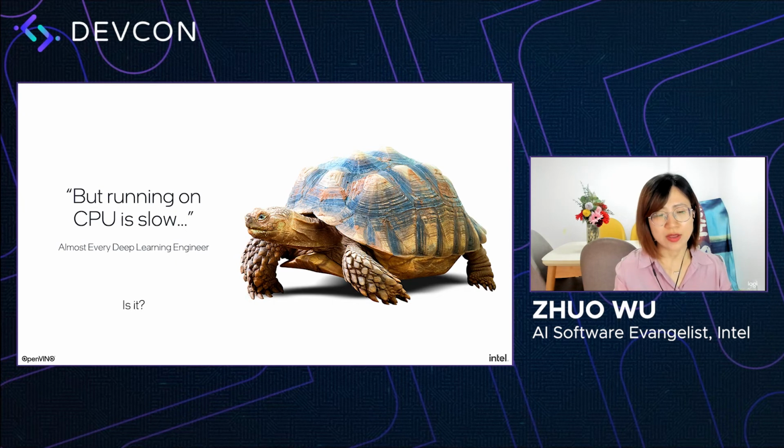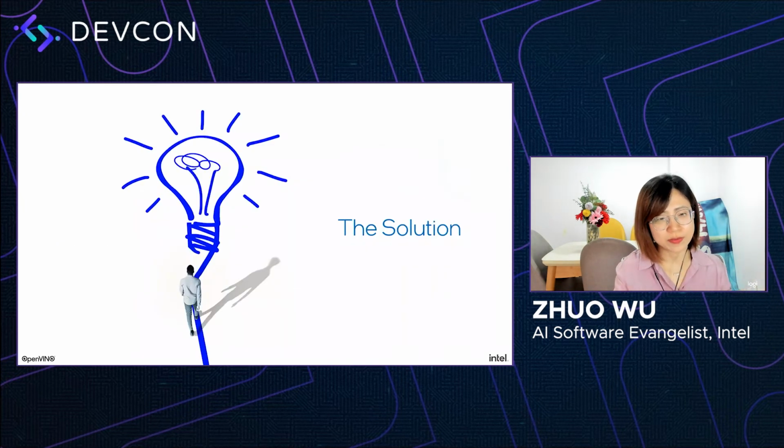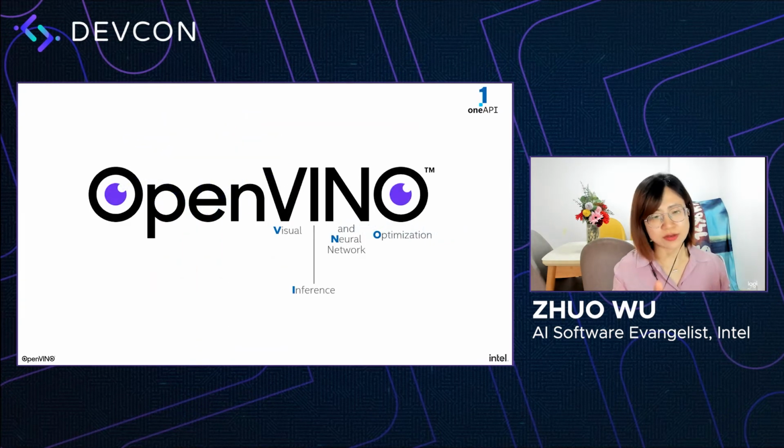I think today we have come up with this solution that you can still use your CPU to achieve real-time AI inference. And our solution is OpenVINO. From the name you could see, OpenVINO, open stands for open source. So OpenVINO is an open source toolkit that you could use for AI inference. And VINO stands for Visual Inference and Neural Network Optimization.